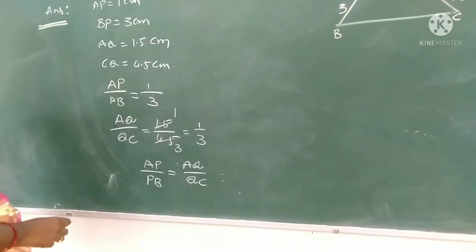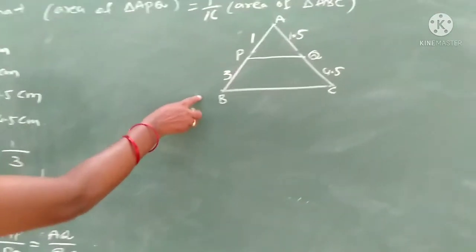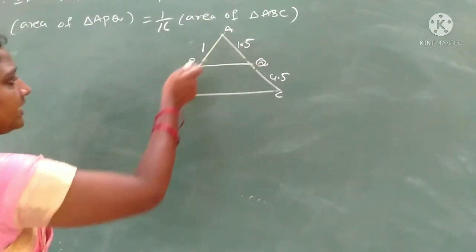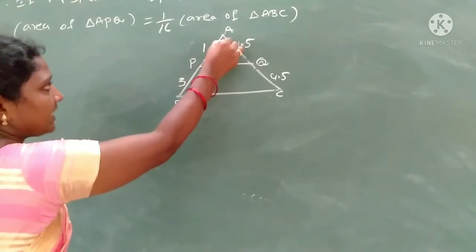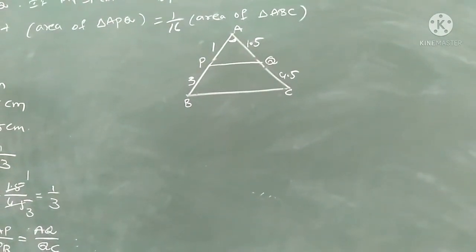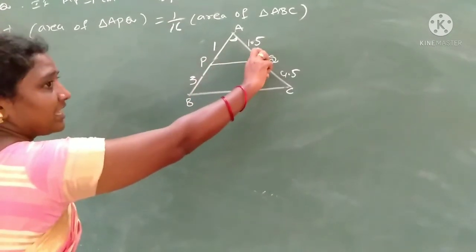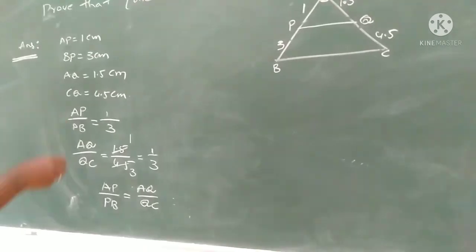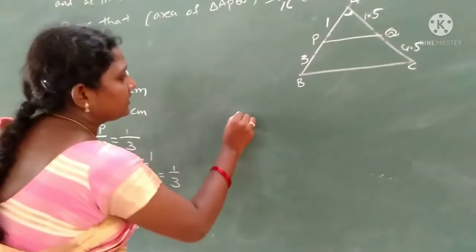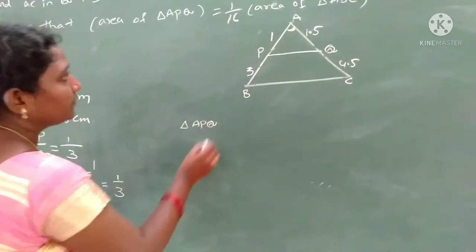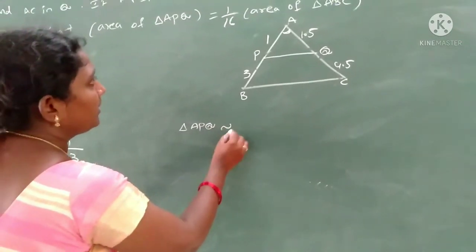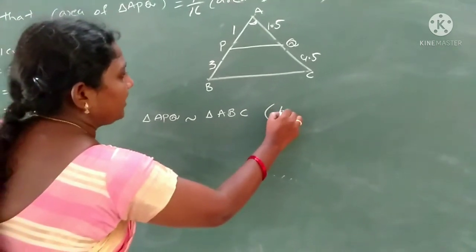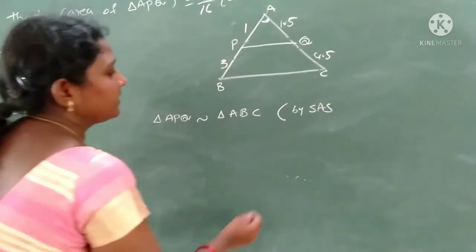In the diagram, in triangle APQ and triangle ABC, A is the common angle, and these two ratios are equal. It means these two sides are proportional. So triangle APQ is similar to triangle ABC by SAS similarity.